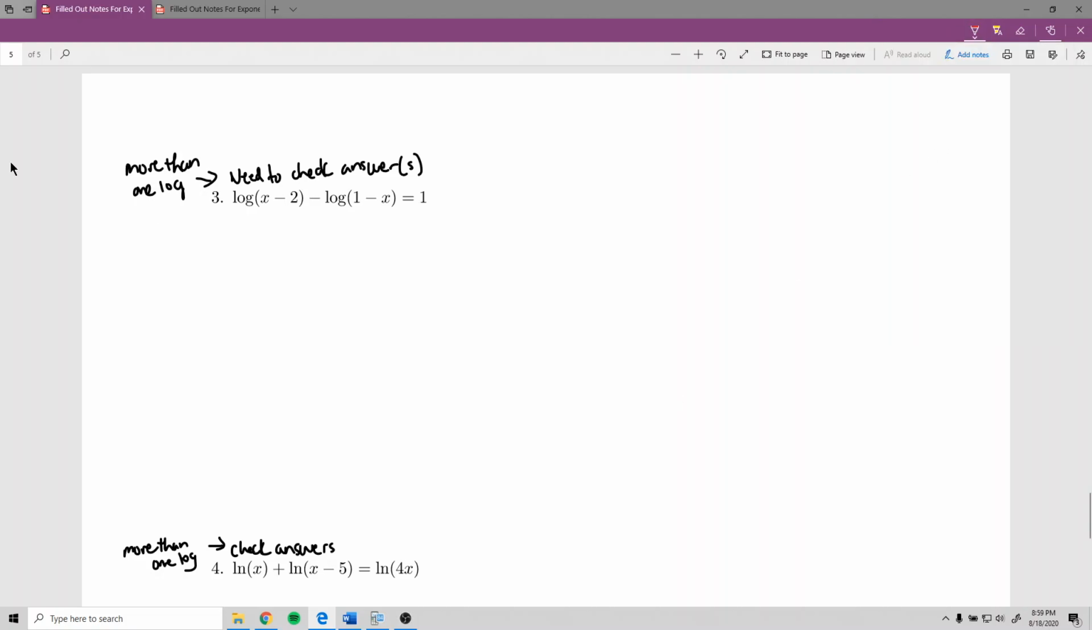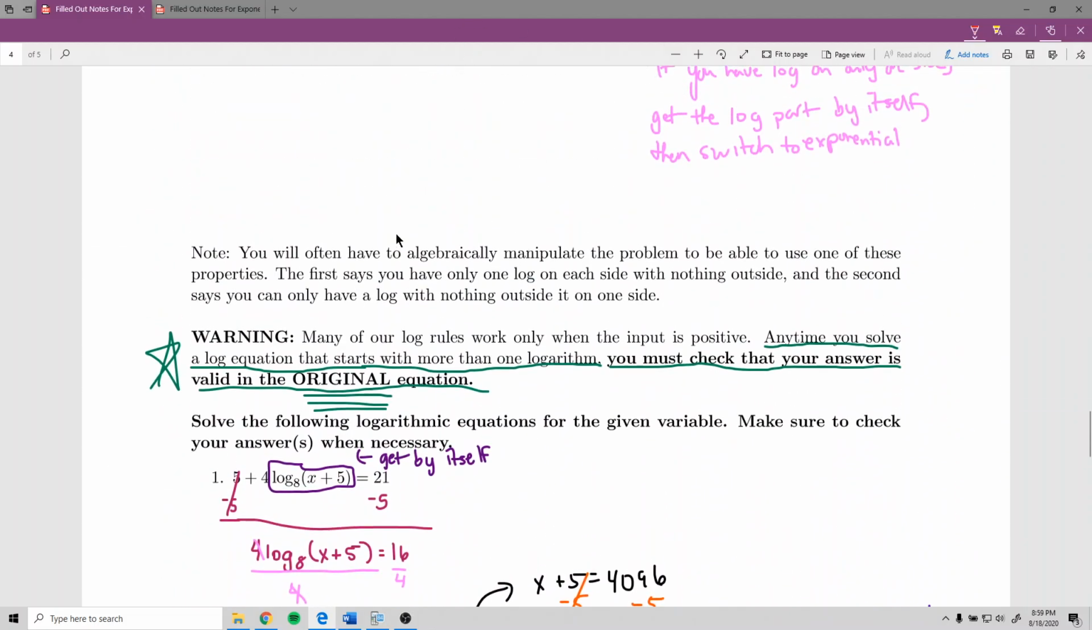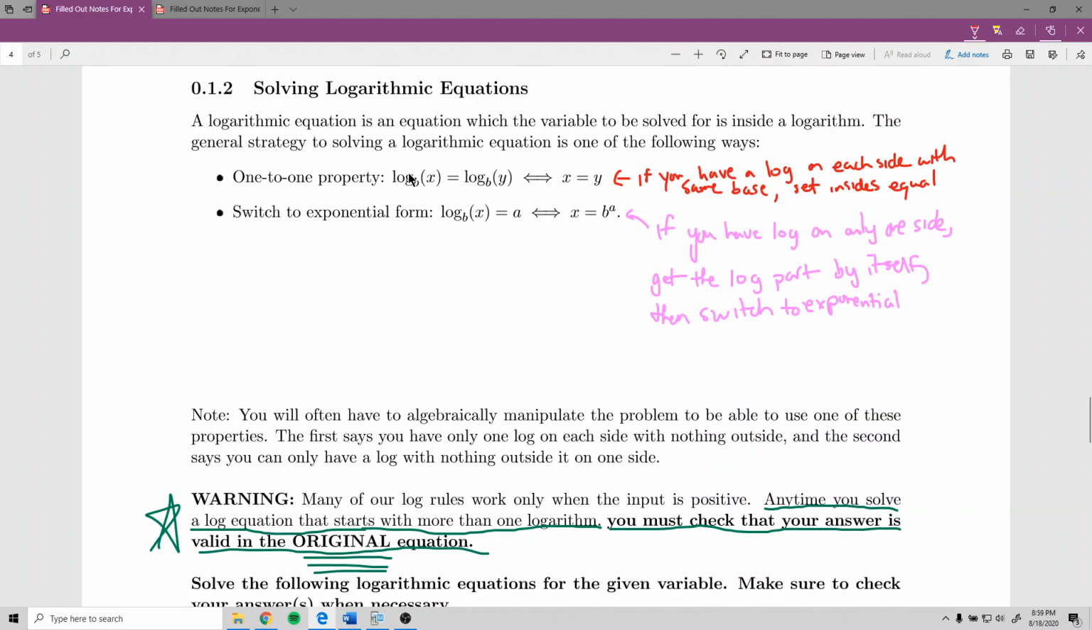All right, so what do we do when there's more than one log on a side? What you want to do is combine them into one. All right, so always combine logs on the same side into one log when solving an equation. Right, because the end goal is, if we look back at our strategies here, notice that the one-to-one property has one log on each side, so you want one log at most on each side. And then when we switch to exponential form, there's only one log on one side. So either one you're going to use, you must have only one log on each side.